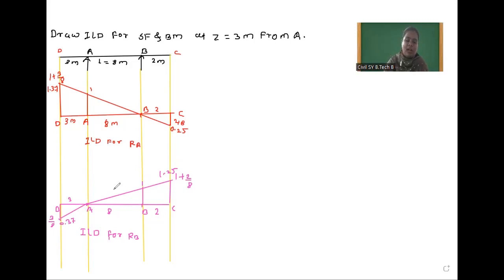Next, we have to draw the ILD for shear force and bending moment. First, I will draw the original figure, then we will draw the ILDs. Here, 2 overhangs are given. We will mark here: left side 3 meter and right side 2 meter.